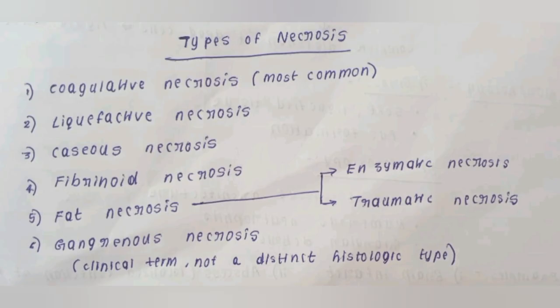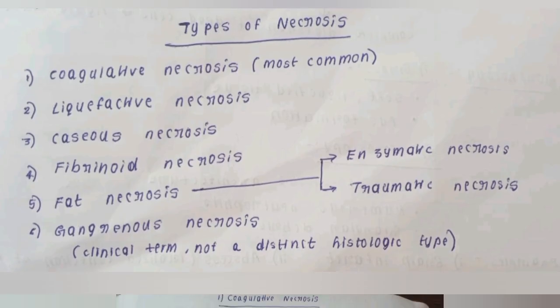Now coming to the types of necrosis. Before explaining each type, just write all the 6 necrosis types. In that, obviously one necrosis is not actually a distinct histologic type, but you can mention it here. So they are coagulative necrosis, which is the most common, then liquefactive, caseous, fibrinoid, fat necrosis, and gangrenous necrosis. Now gangrenous necrosis is what I mentioned. It is not a distinct histologic type. It is just a clinical term that is used. And fat necrosis can be further classified into 2 types, that is enzymatic necrosis and traumatic necrosis.